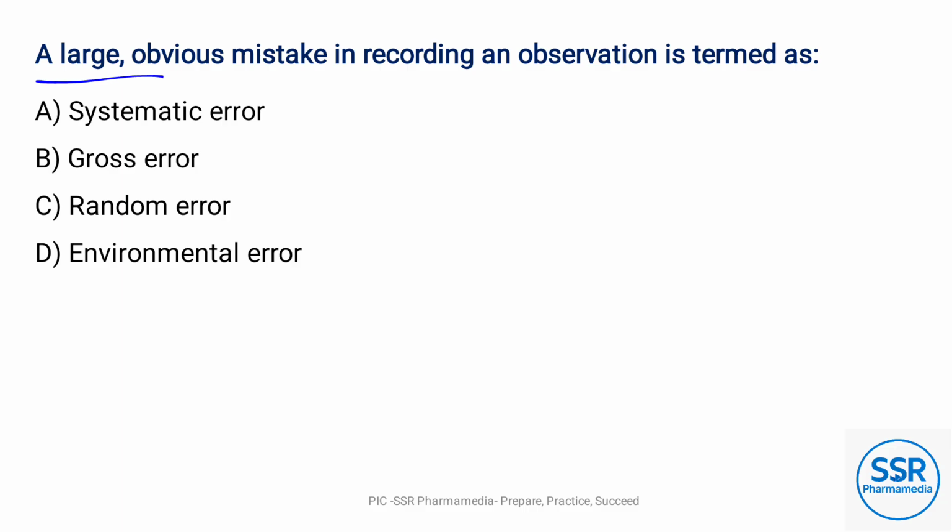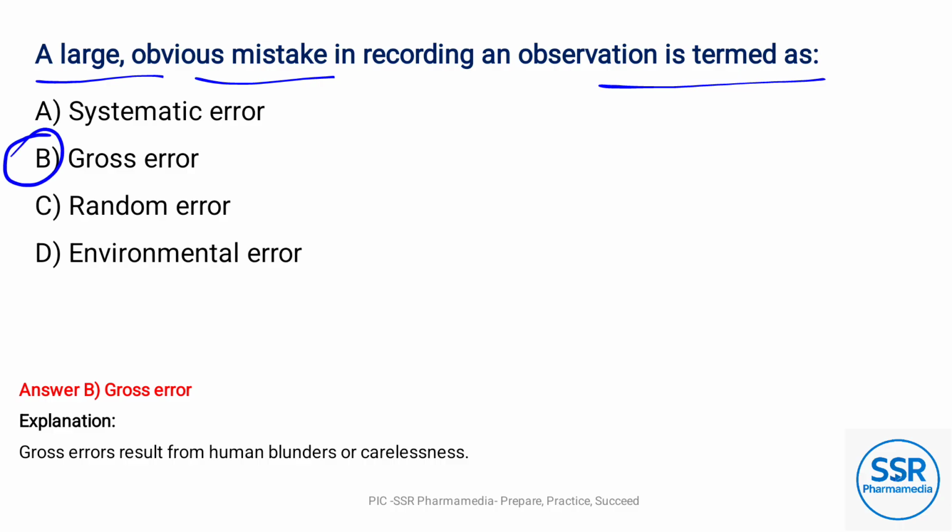A large obvious mistake in reading, recording, or observation is termed as. So the answer is option B, gross error. A large obvious mistake in recording or observation is termed as gross error. So gross error results from human blunders or carelessness.